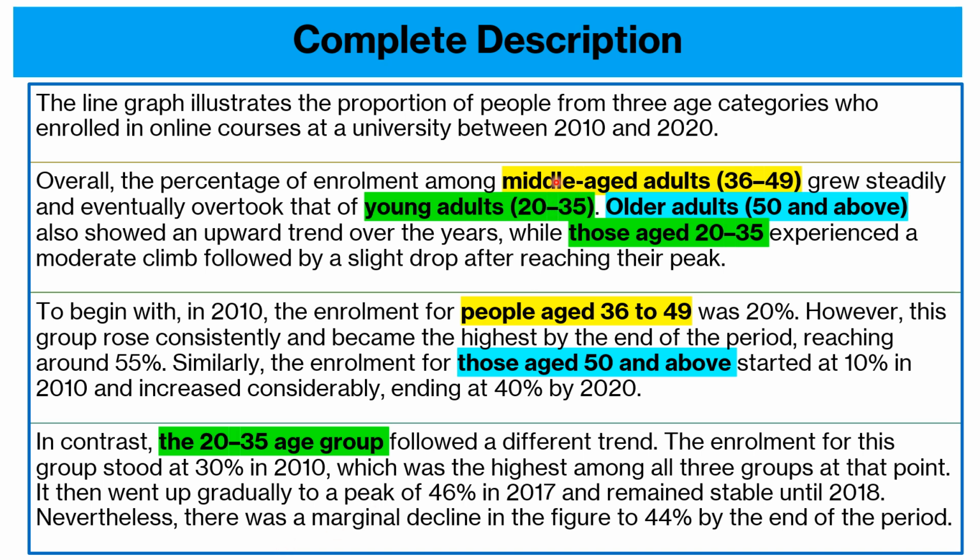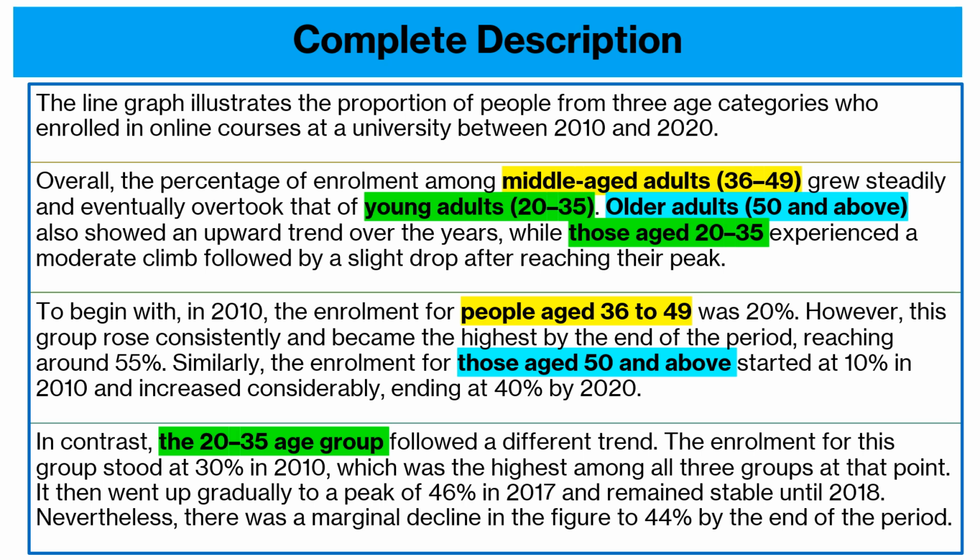Yellow represents the expressions used for middle-aged adults, 36 to 49 age group. Green highlights the phrases referring to young adults, 20 to 35 age group. And turquoise is used for expressions referring to older adults or those aged 50 and above.